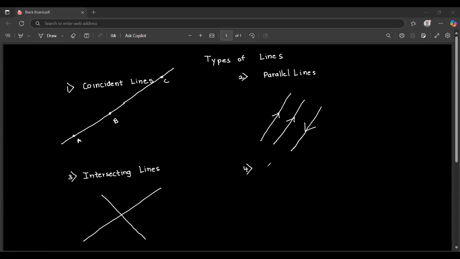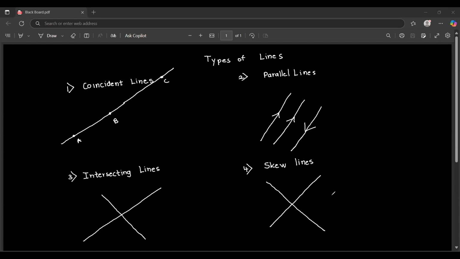Fourth and important one is skew line. Okay, so this is the new thing that you have to keep in mind. What are skew lines? Well, skew lines are not parallel to each other, but still they don't intersect. Okay, just think of this. Let's say we have two lines like this. This may look like they are intersecting.